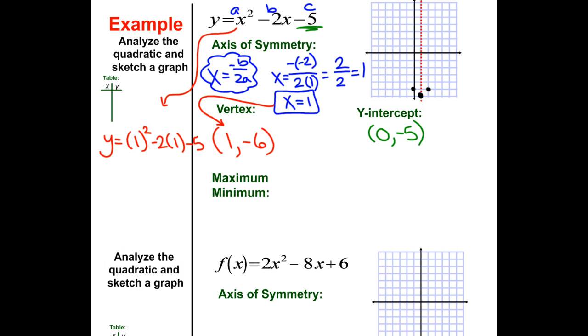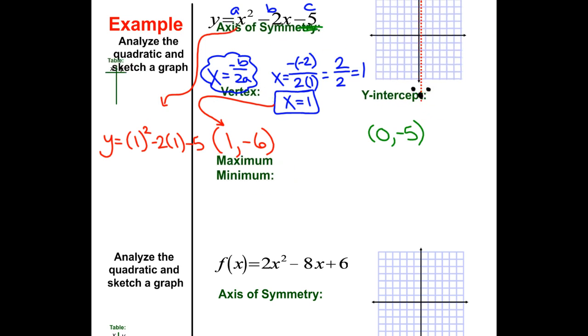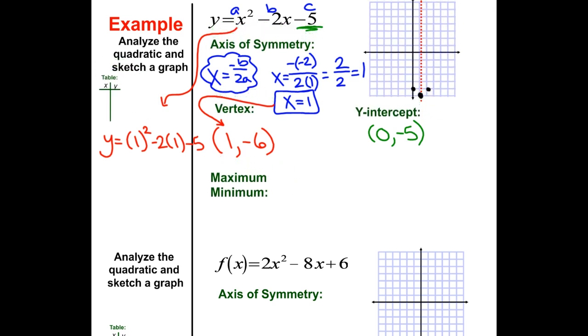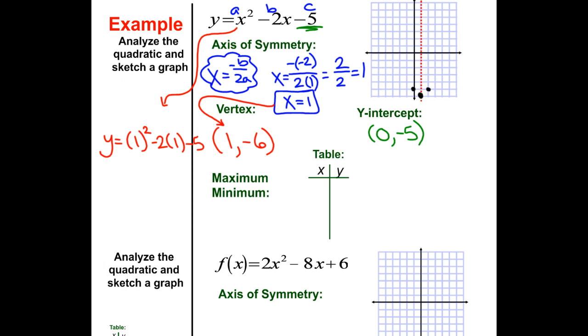Now I need to find some other points. I don't have all the points I need, so I'm going to pull over my table here, and I'm actually going to put points in there. And again, remember, in my middle point, I'm going to put my vertex, 1, negative 6. We also already know 0, negative 5.